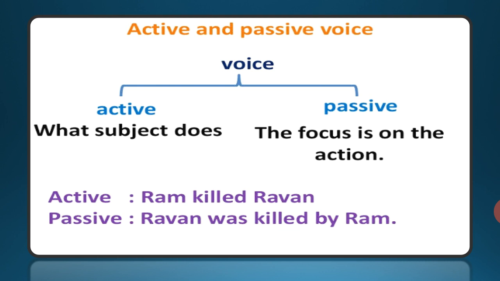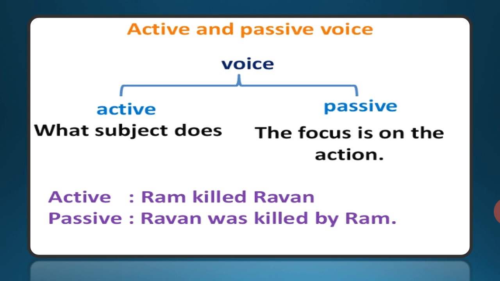For example, I have given the active sentence, Rama killed Ravana. The sentence changes into the passive sense. The object replaces the subject and the subject is replaced by the object. It is connected with by in the sentence. Likewise, Rama killed Ravana becomes Ravana was killed by Rama.